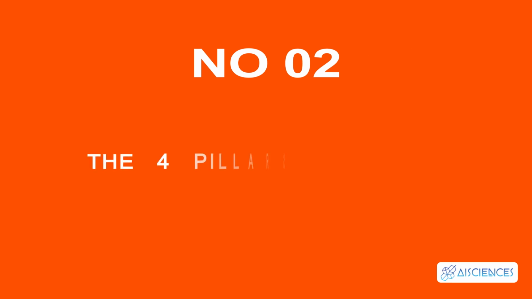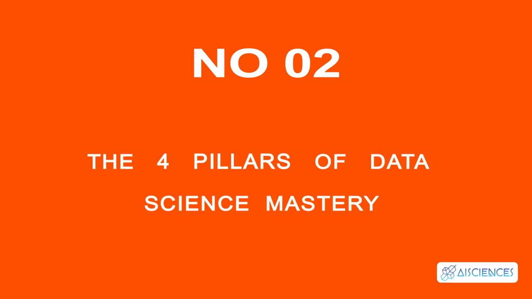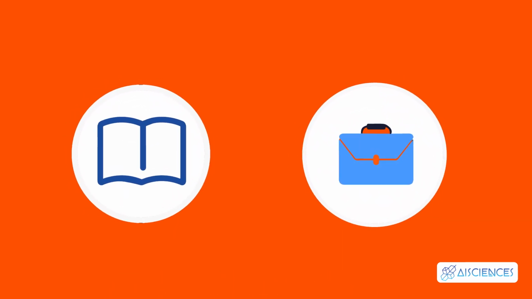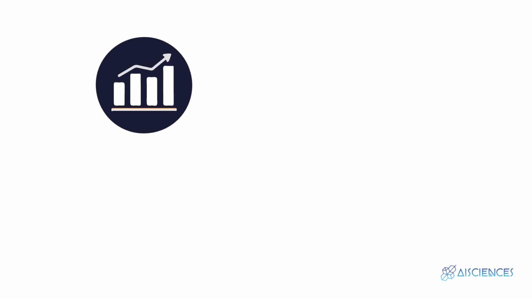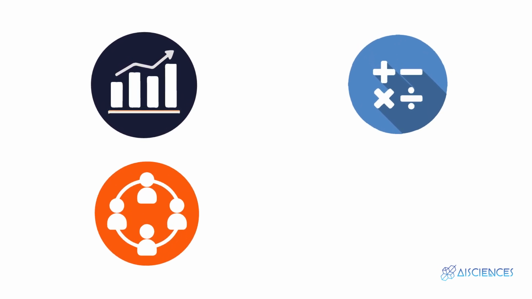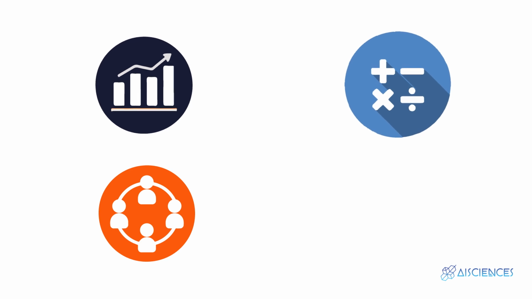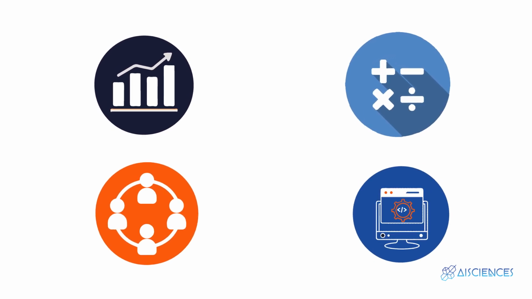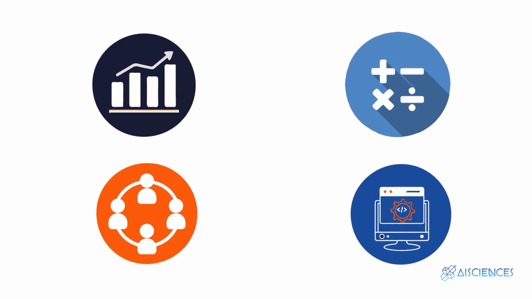Number 2. The four pillars of data science mastery. Data scientists come from an assortment of educational and work experience backgrounds, but you need to be strong in the following four fundamental areas. 1. Business, your chosen domain. 2. Mathematics, including statistics and probability. 3. Communication, written as well as verbal. 4. Computer science, specifically software or data architecture and engineering.